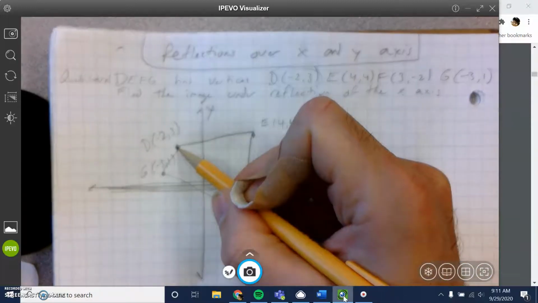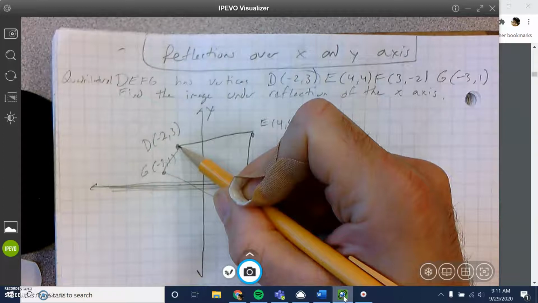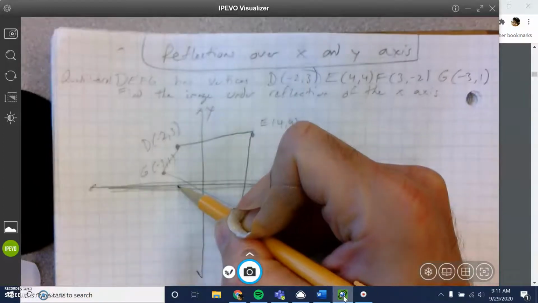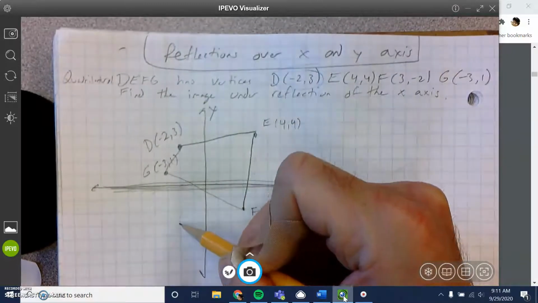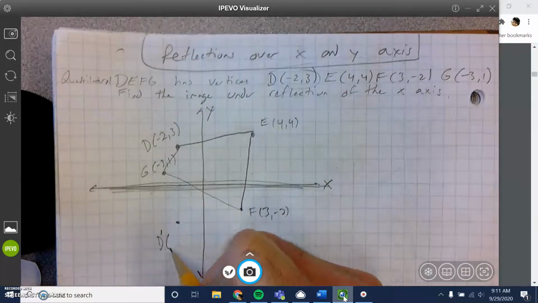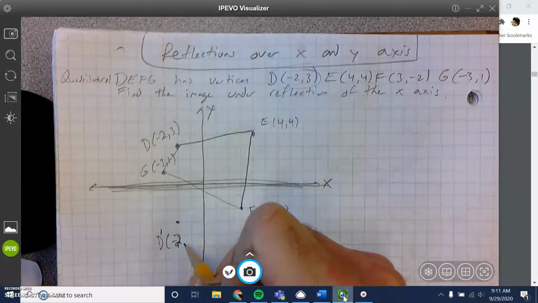All right, so let's start with any point. Let's start with D. So I'm reflecting across this axis, so I'm going the same distance to the line and then away from the line. So it's 1, 2, 3. So I'm going to go 1, 2, 3. Bam. So D prime is going to be -2 on the x, -3.